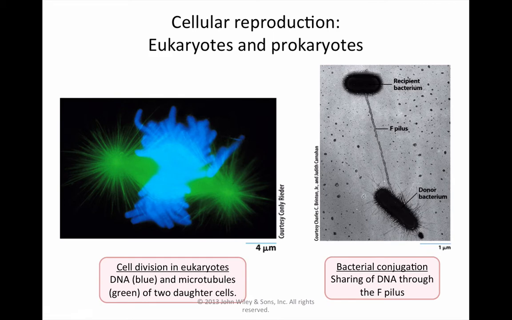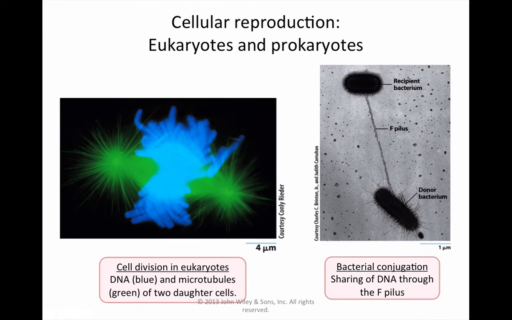Bacteria, on the other hand, typically undergo fission, so this bacteria would be able to divide completely in half, making two daughter cells, complete genetic copies of itself, and that would be the way it would typically divide.